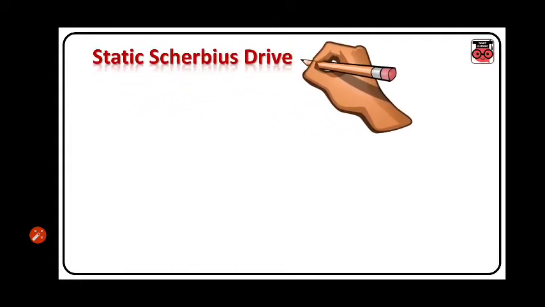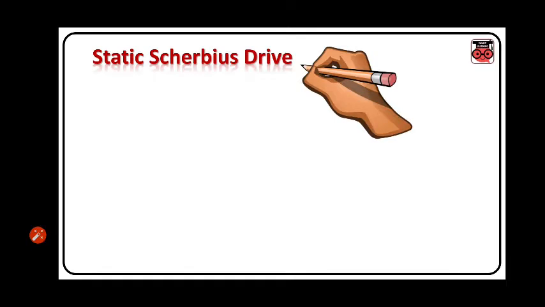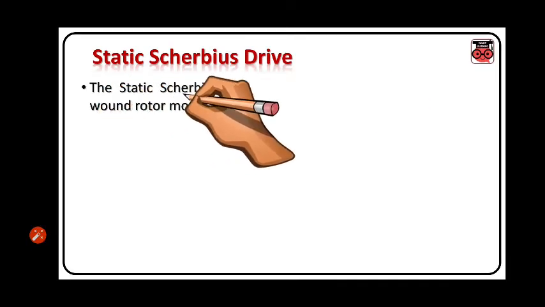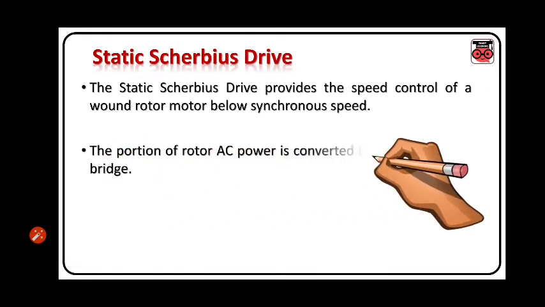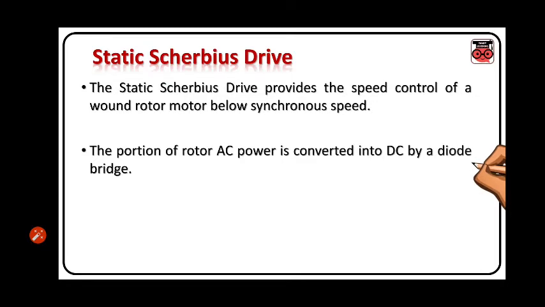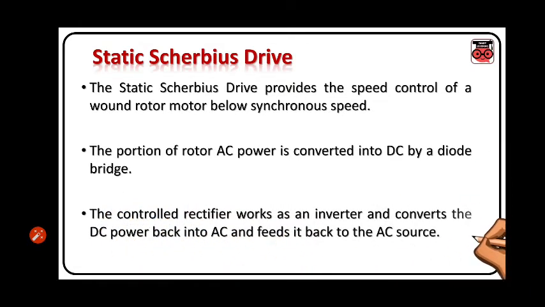In this session, we are going to discuss the Static Scherbius Drive. This drive provides speed control of a wound rotor motor below synchronous speed. A portion of the rotor AC power is converted into DC by a diode bridge. The controlled rectifier works as an inverter and converts the DC power back into AC and feeds it back to the AC source.